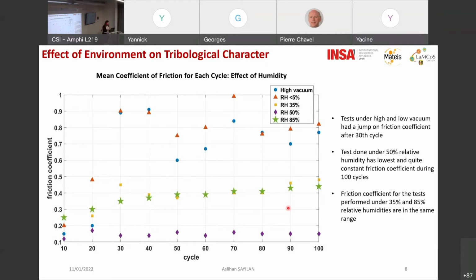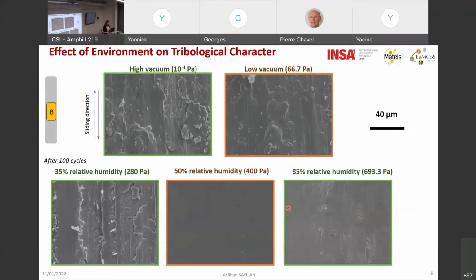So we analyzed the images in order to understand better if there is a correlation. And we have seen that the friction coefficient confirmed, for example for the 50% of relative humidity test, with a smoother texture of the wear track. Also for 85% of relative humidity, we had a relatively smoother texture, but not as smooth as the 50% test. For the higher tests, we had more textured surfaces, and these images are taken from the central zone of the wear track.